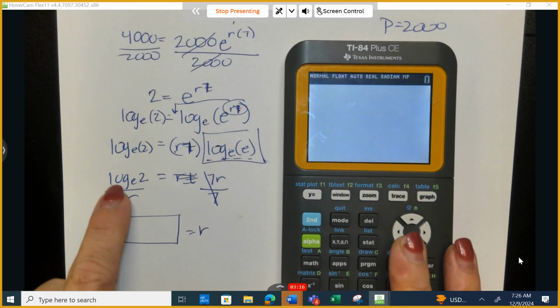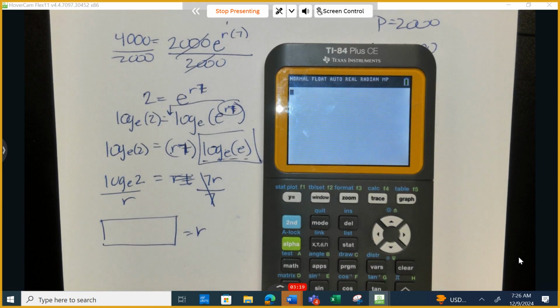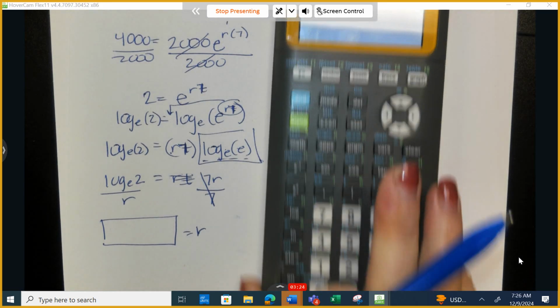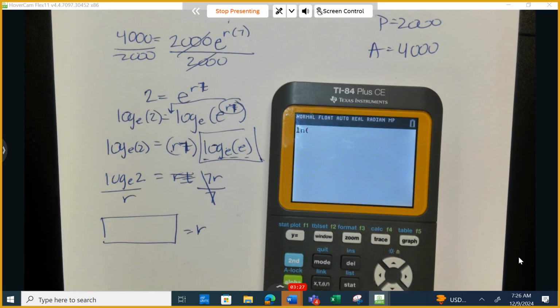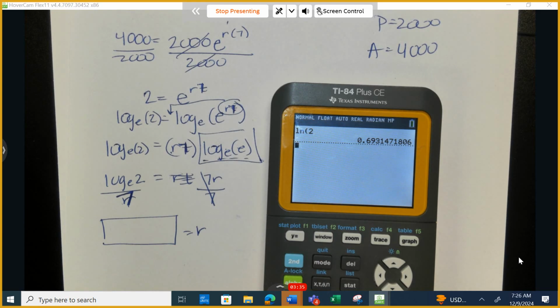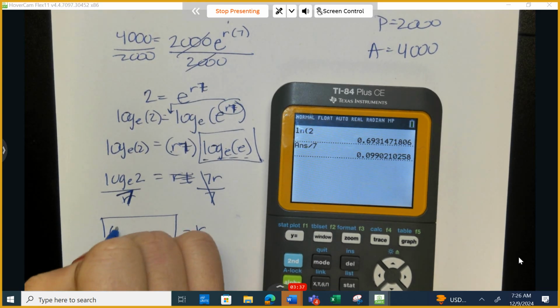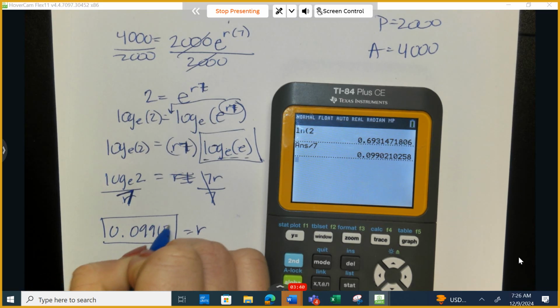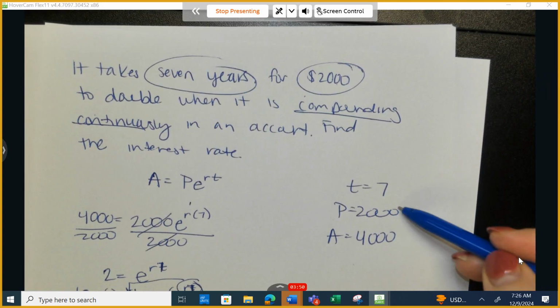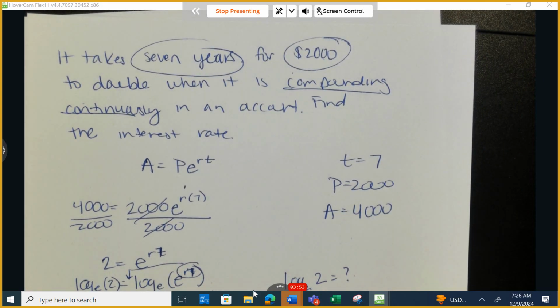Remember, as I stated earlier, that log base e is the same as ln. So there's a shortcut key. Go straight down the left-hand side, and you'll find the ln button. So ln of 2, enter, and then I'm going to divide it by, why did I put an r here? I meant to put a 7. I'm really not feeling well today. Divided by 7, and then I'm going to write this down. 0.09902, and we're going to round to the nearest tenth of a percent. So I'm going to move this 2 places to the right, and I have 9.9%. That's the rate in order to double within 7 years.